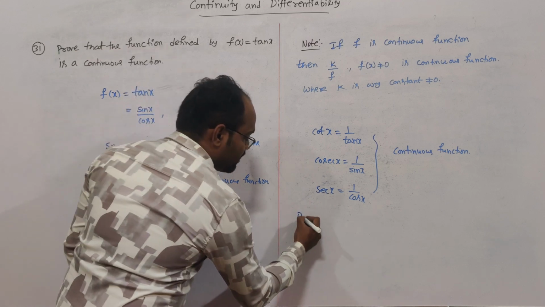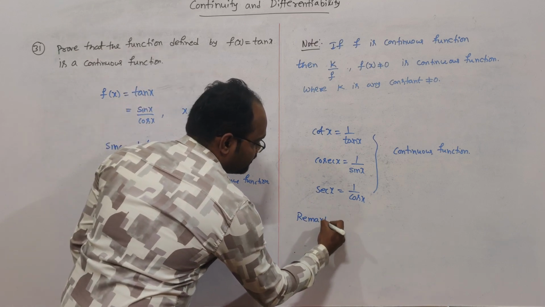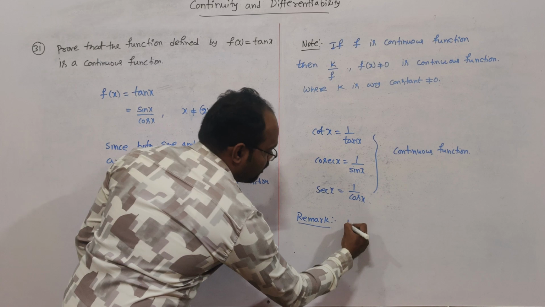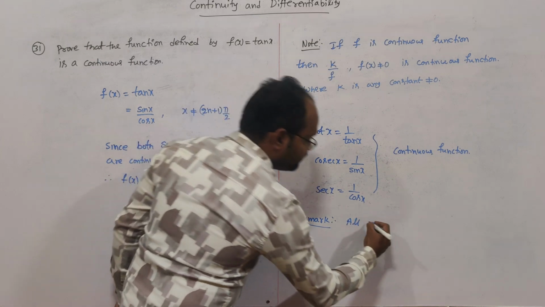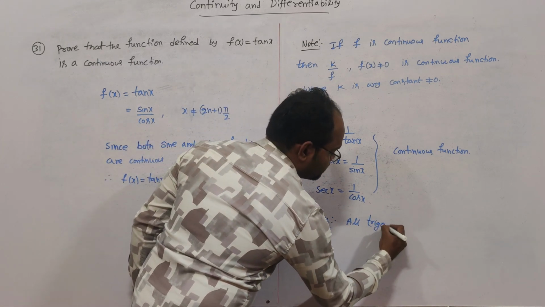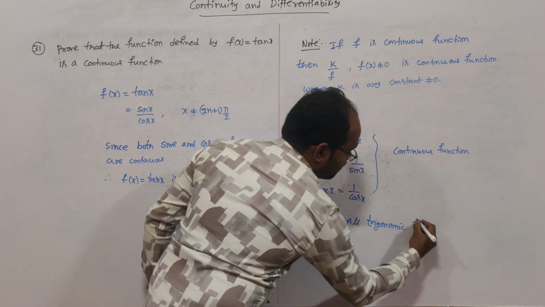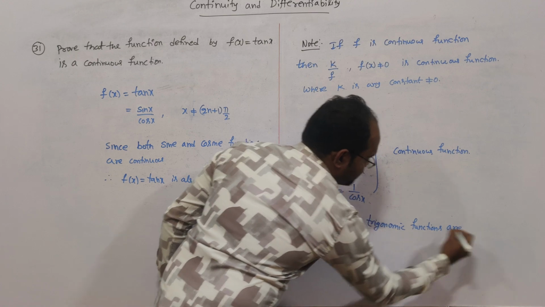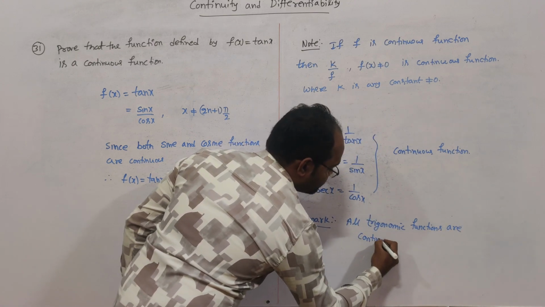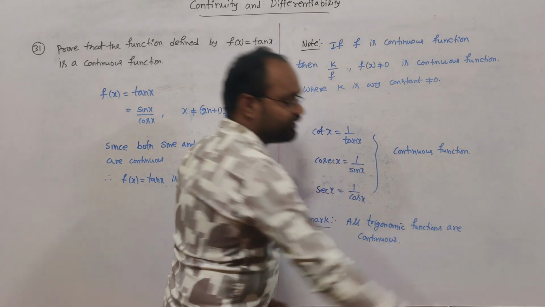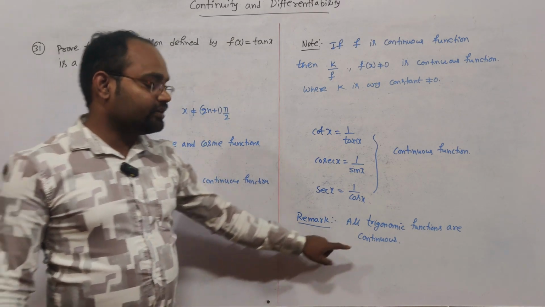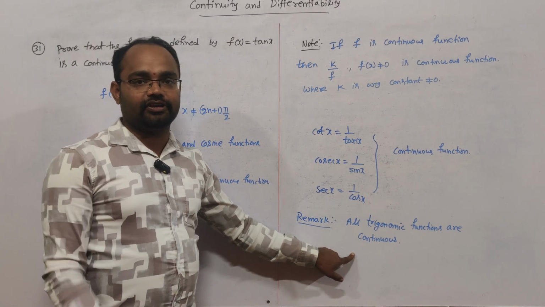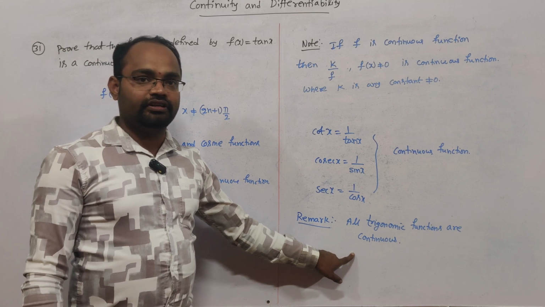Therefore, remember this: all trigonometric functions are continuous functions. All trigonometric functions are continuous. So remember, all trigonometric functions are continuous functions in their respective domain, right?